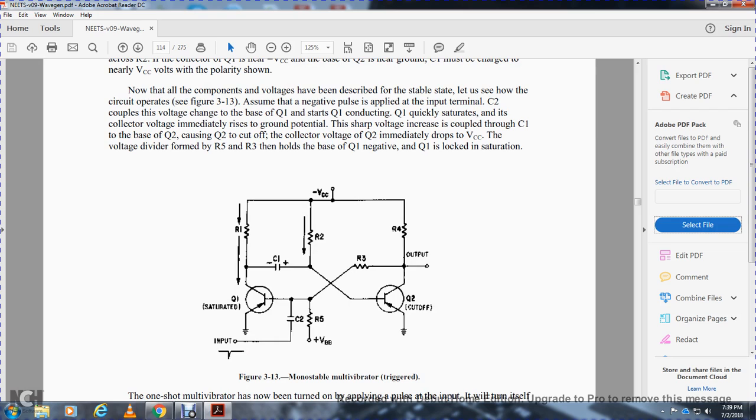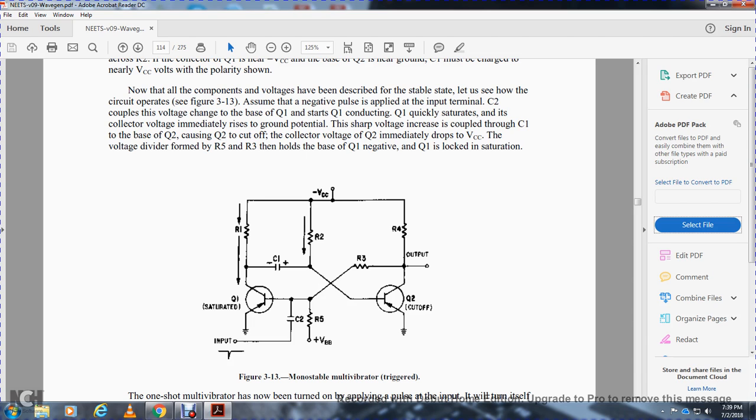Now that all the components and voltages have been described in the table, let's see how the circuit operates in figure 313. Assume the negative voltage applied to the input terminal is coupled by capacitor 2 to the base of transistor 1 and starts transistor 1 conducting. Transistor 1 quickly saturates and the collector voltage immediately rises to ground potential. The sharp voltage increase is coupled by capacitor 1 to the base of transistor 2, causing transistor 2 to conduct, and the collector voltage of transistor 2 immediately drops.